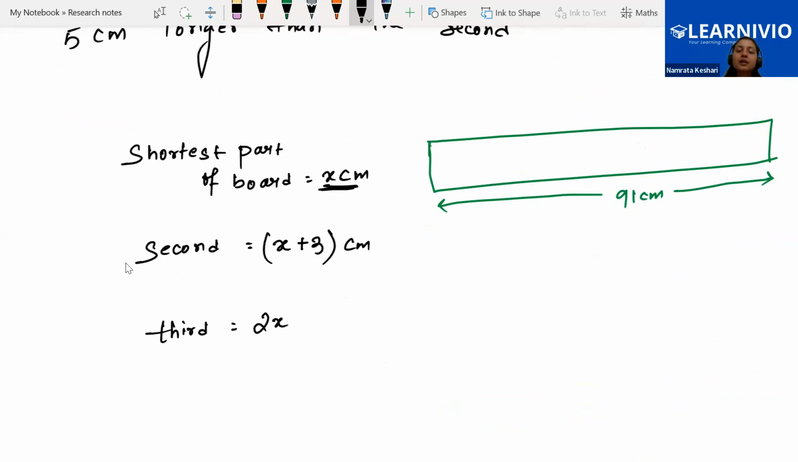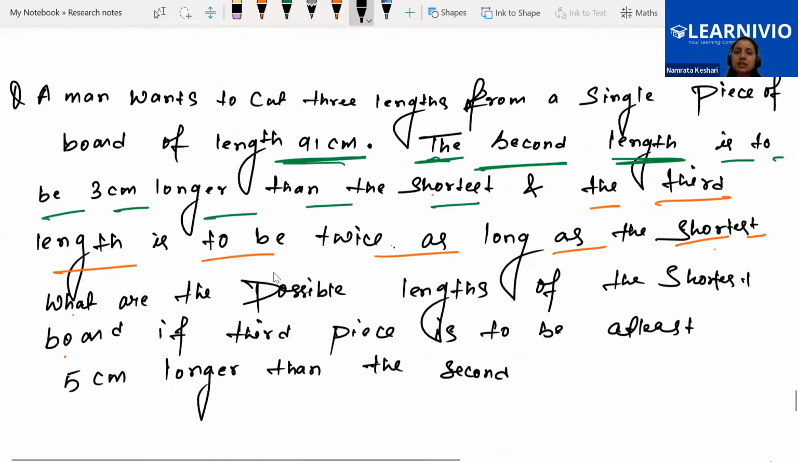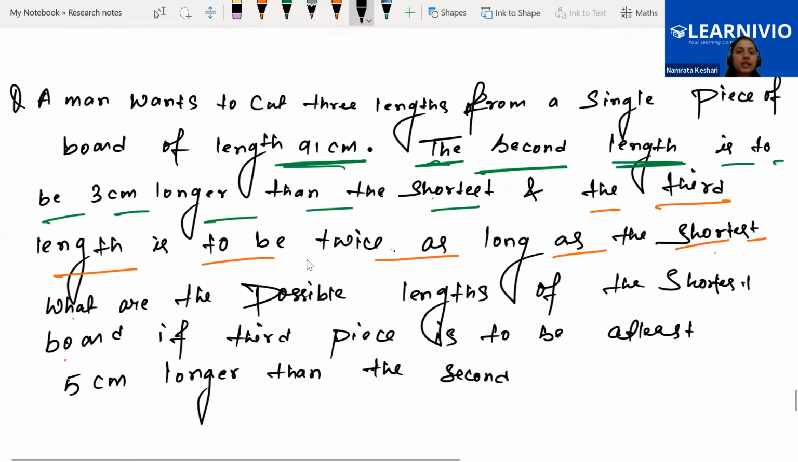More or less, nothing is mentioned. Just twice is there, so we will be taking it twice. That is the third length. This one is the second one, and this one is the third one. These are the only 3 lengths we can see in the given question. These are the data given over here. What are the possible lengths of the shortest board? The x value we have to find.